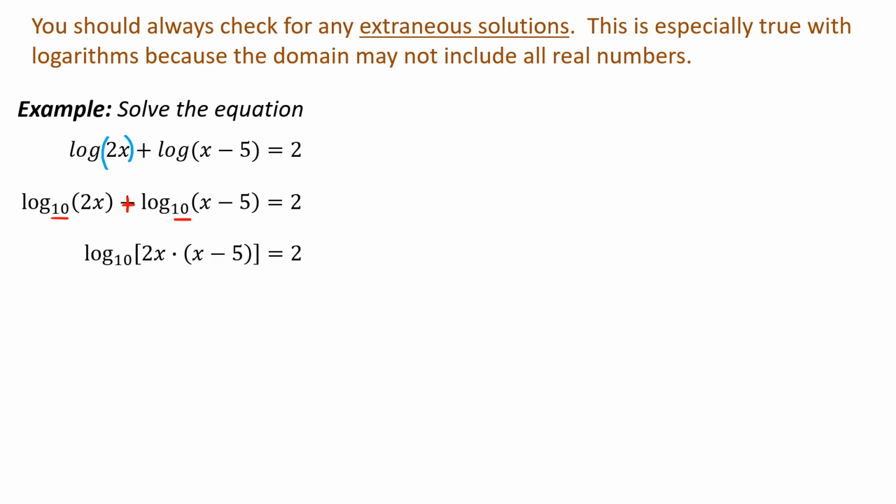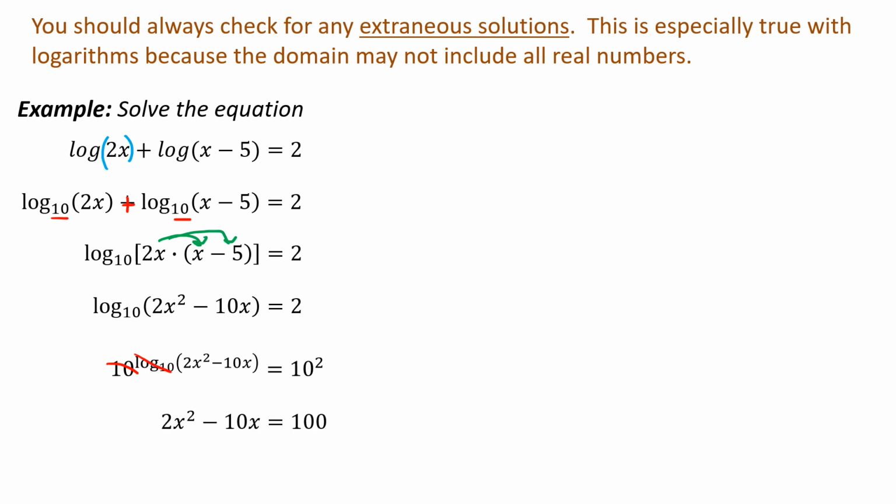There's that. We distribute. So we multiply 2x times x minus 5. We get log base 10 of 2x squared minus 10x equals 2. And now we exponentiate both sides. So what that leaves us with, after this cancels out, is that 2x squared minus 10x equals 100.